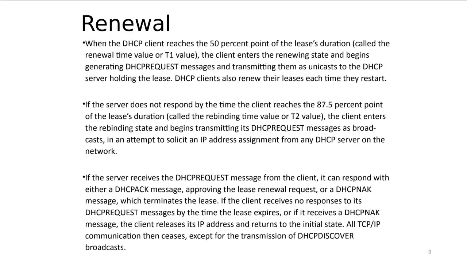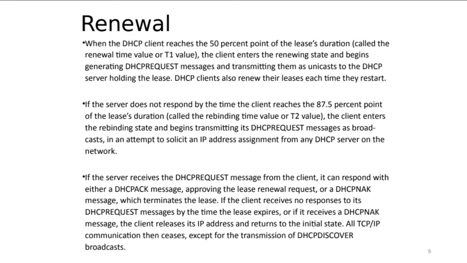So what happens? T1 is usually 50%. When your machine or client reaches 50% of the duration, it enters T1 time, which is renewal time. Okay, so the client enters the renewing state and begins generating DHCP request messages and transmitting them as a unicast to that DHCP server. Unicast, I am just sending to the DHCP server which provided me the service after 50% of the time.